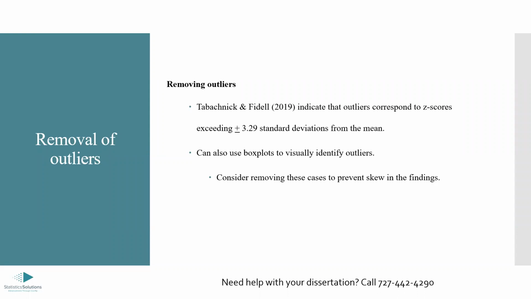So I provided a citation here to Bachnick and Vidal. Their method is to standardize the scores, so converting whatever measurement you're using to z-scores, and then using a threshold, remove potential outliers. So if your z-score exceeds positive 3.29, or if it goes below negative 3.29 standard deviations, that is identified as an outlying case.